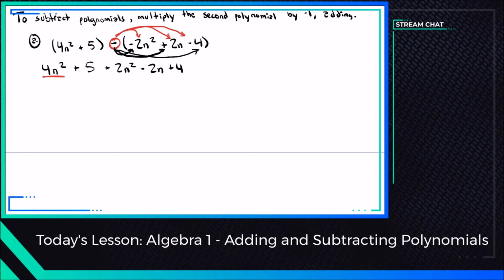You just add your like terms, combine like terms. So n squared and n squared, we got 4 on the left. We got 2 in the middle here. So that's going to be 6n squared. We look for n's, no n, no n, no n. Here's an n. And so there's only one n, so we're going to leave that as negative 2n. And then we just put our constant terms on the end. So 5 plus 4 is going to be plus 9.